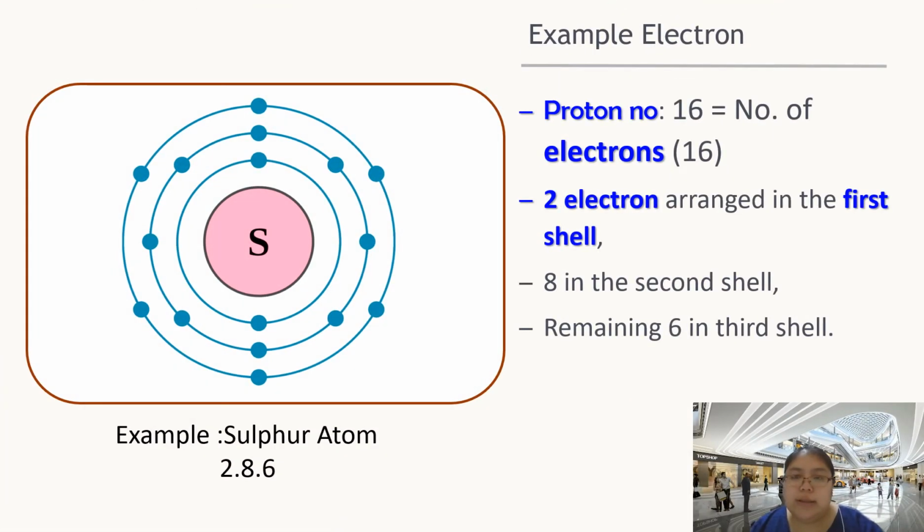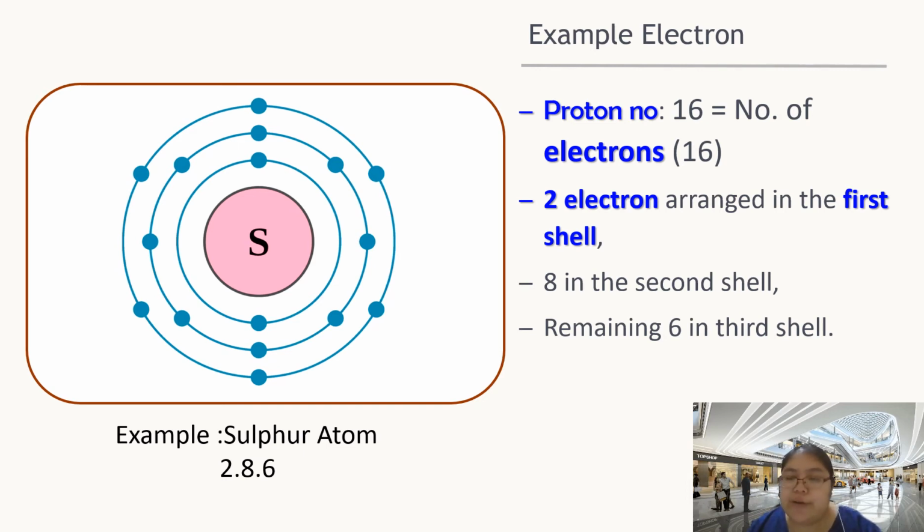Okay, let's see the example for electrons here. This one is a sulfur atom. Sulfur atom uses how many shells? They have 3. Okay, we separate them one by one. The proton number is 16. Then the electron number is also 16. So this one we can call a normal neutral atom.